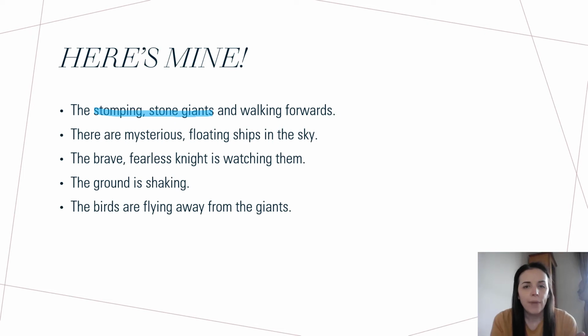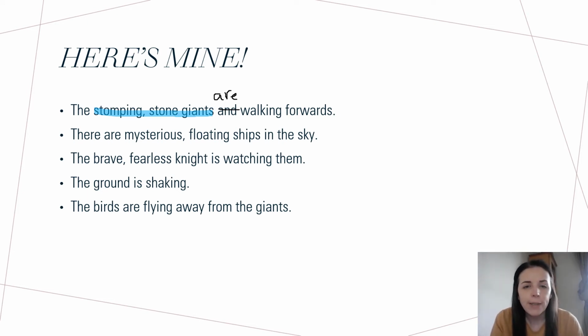So I've got here the stomping stone giants are and walking forwards. I meant to write are walking forwards there. Let me see if I can write it here whilst I'm... Oh, I can. All these new skills, everybody. Okay, sorry about that. Good example of how you can edit your work. So the stomping stone giants are walking forwards, and that's it. That's my first sentence. Sentence number 1.